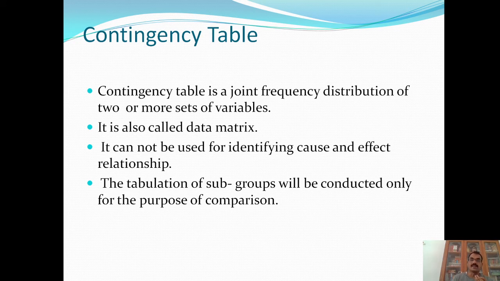Then contingency table. A contingency table is a joint frequency distribution of two or more sets of variables. It is also known as a data matrix. It cannot be used for identifying cause and effect relationships. The tabulation of subgroups will be conducted only for the purpose of comparison.